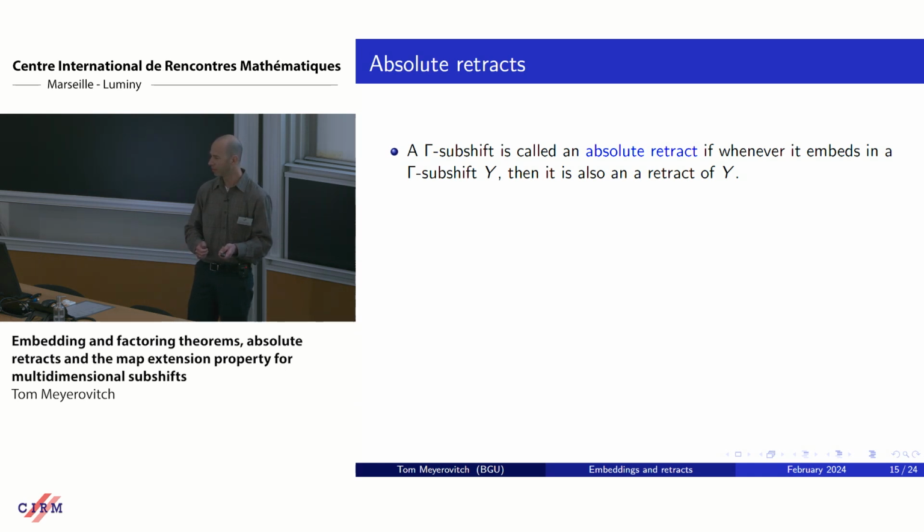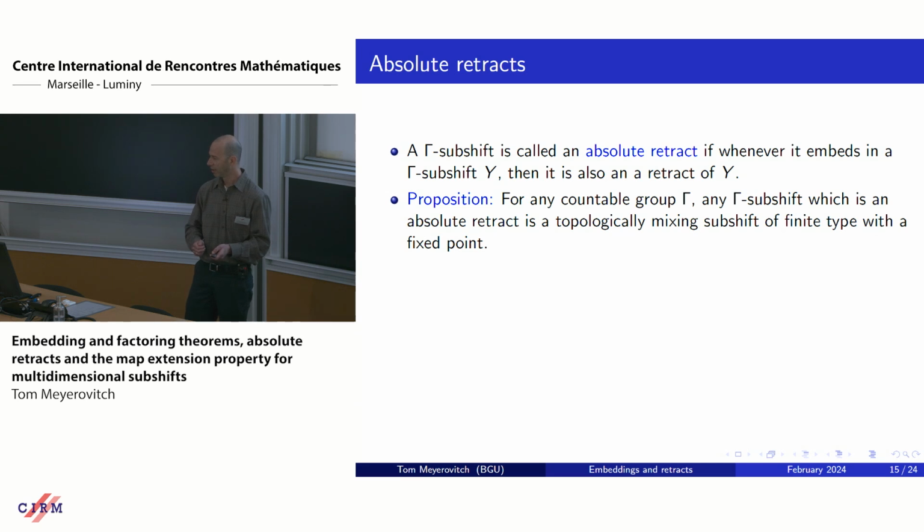And it turns out that for subshifts, being an absolute retract implies strong properties, that's kind of clear. If you're an absolute retract, then you are a topologically mixing subshift of finite type and much stronger properties. And you have a fixed point. So having a fixed point, it's clear.